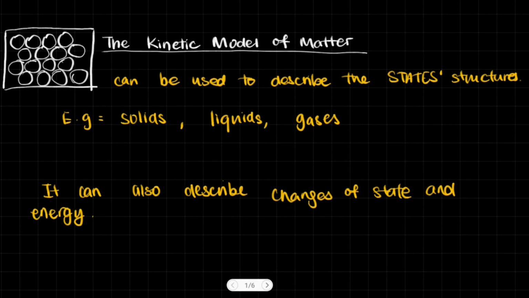So you might have heard of the kinetic model of matter, which can be used to describe the states' structures. For example, solids, liquids, and gases. According to the kinetic model of matter, in solids, the atoms are very closely and tightly packed together. They vibrate about a fixed position, and they all touch each other, and they are in a regular setting, I guess, or a regular structure. And we can also extend the kinetic model of matter to describe changes of state and energy and how that all relates to the energies of these different molecules.